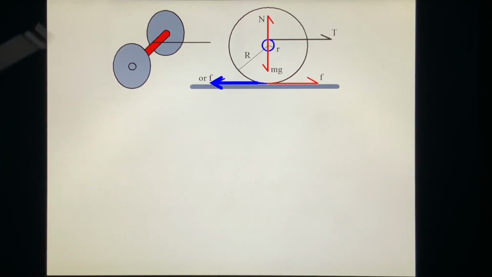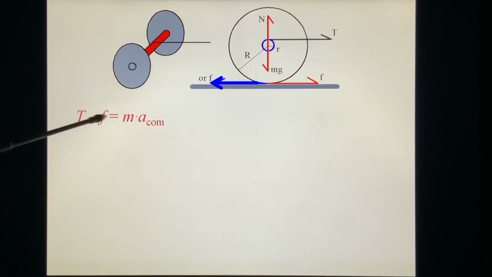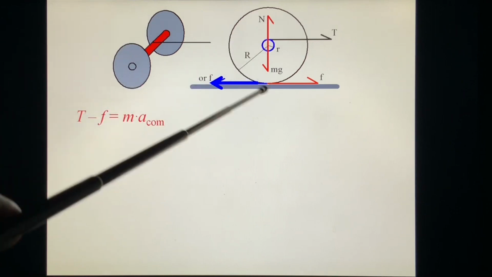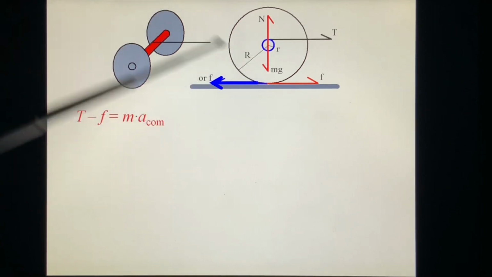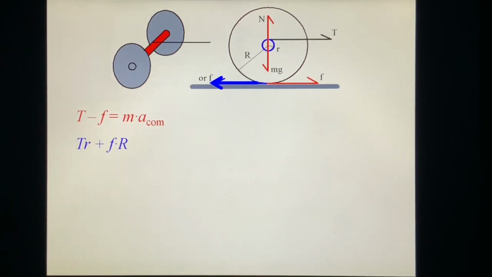Okay. Then let me write down the equation from Newton's law. First thing is T minus F equals m a_cm. For rotation, we have T small r plus the friction F times big R equals I alpha. We have these two equations but 4 unknowns, T, F, a, and alpha, so it's not enough. We need a relationship.